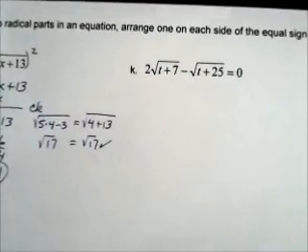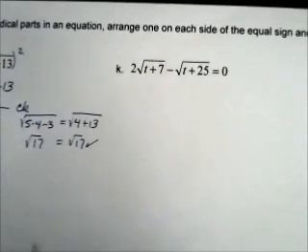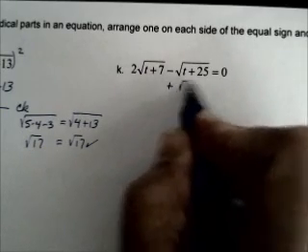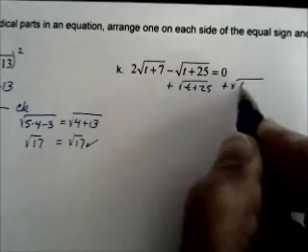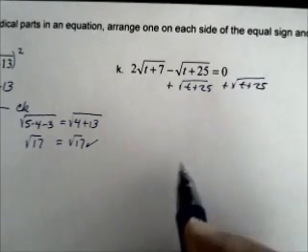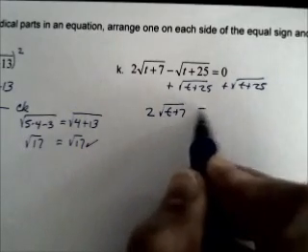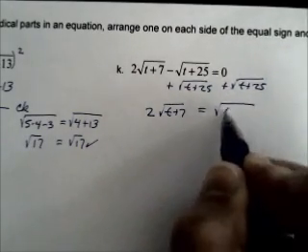And K, we've got two radicals, so we'll place one on the other side. I would add the square root of t plus 25 to both sides. You don't have to show this step. So we'll have 2 square root of t plus 7 equals the square root of t plus 25.